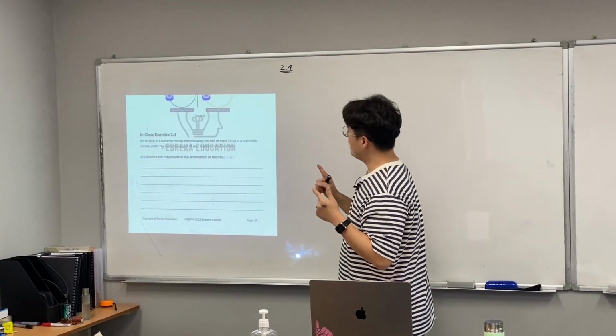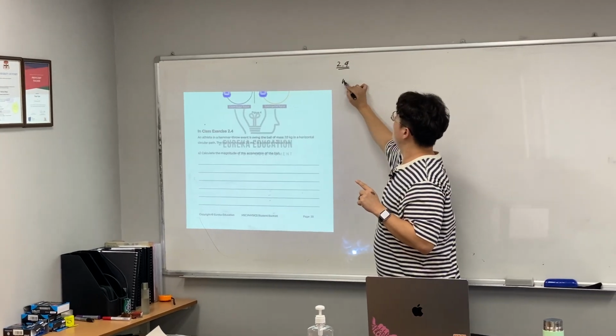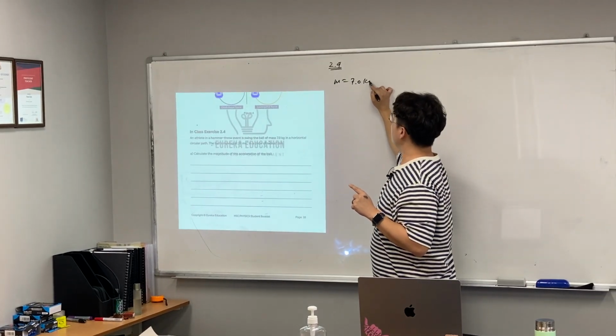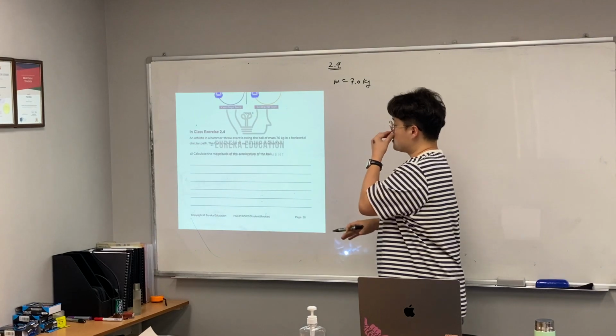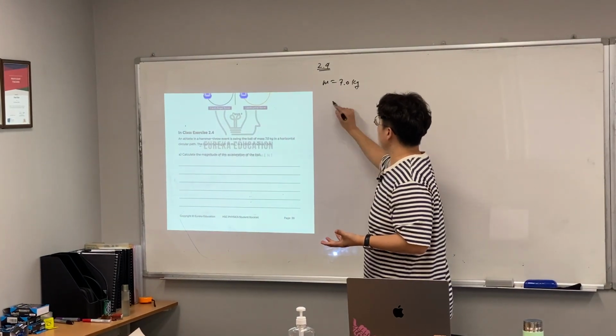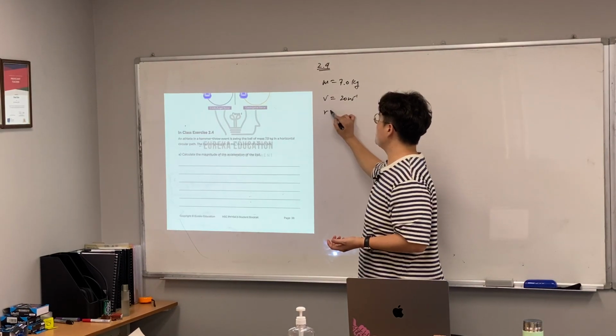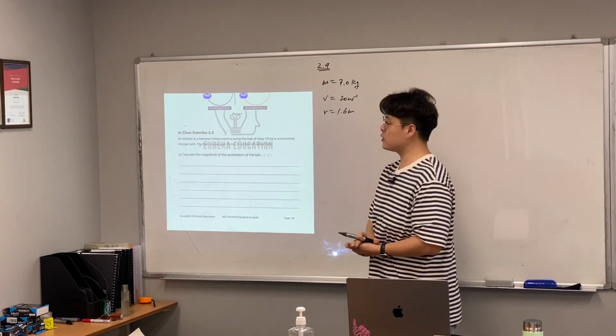Now, this is something given here. It's a hammer throw event. The ball, or the mass, is given as 7.0 kg. In a horizontal circular path, the ball is moving at 20 meters per second, at a radius of 1.6 meters. It's all given.